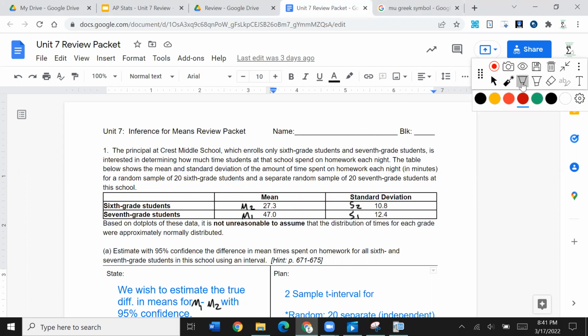So I'm just going to jot on here that for both of these, n is going to be equal to 20. That's important when we make those calculations here. And let's keep reading through it. So here are the numbers. Based on the dot plots of these data, it is not unreasonable to assume that the distributions of times for each grade were approximately normally distributed. That's basically our clue that we've met the normal condition, but we'll have to state that when we're checking our conditions.